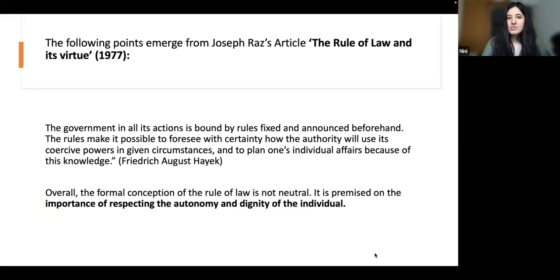The following points emerge from Joseph Raz's article, The Rule of Law and Its Virtue. The government in all its actions is bound by rules fixed and announced beforehand. The rules make it possible to foresee with certainty how the authority will use its coercive powers in given circumstances and to plan one's individual affairs because of this knowledge of the law. Therefore, the formal conception of the rule of law is mainly emphasizing the importance of respecting the autonomy and dignity of the individual rather than human rights as such.